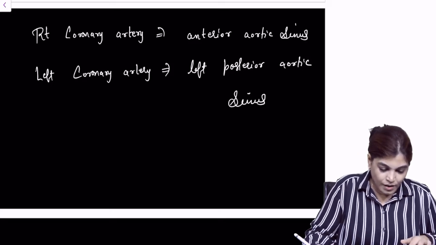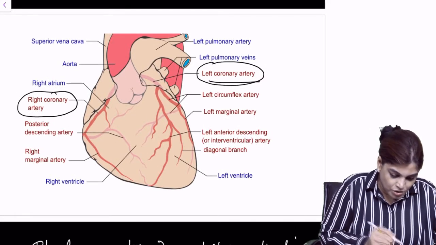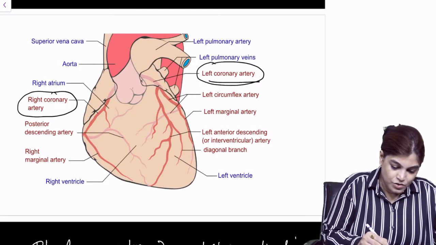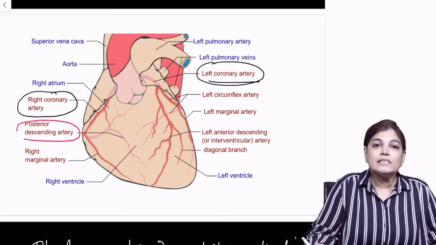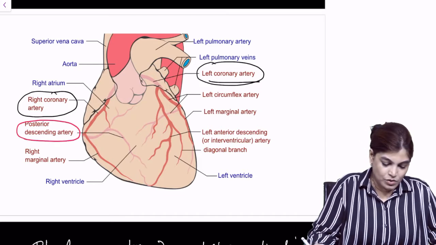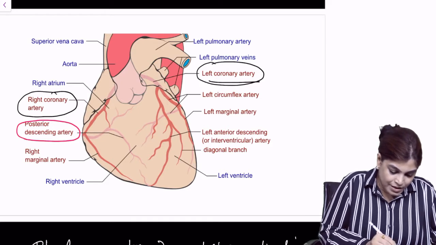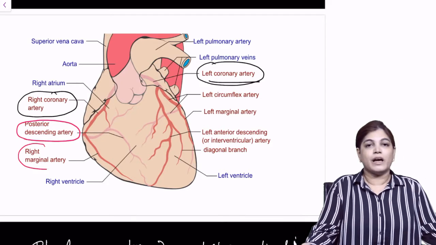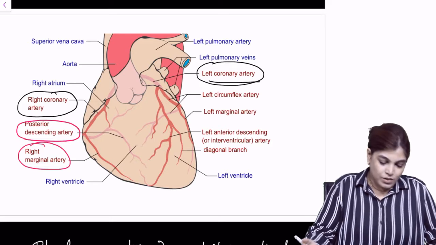Now, coming to the important branches. The most important branch of the right coronary artery is the posterior descending artery. What is the posterior descending artery? The other name is posterior interventricular artery. Other arteries are the right marginal artery, conus artery and others. And there are anterior ventricular and posterior ventricular branches.